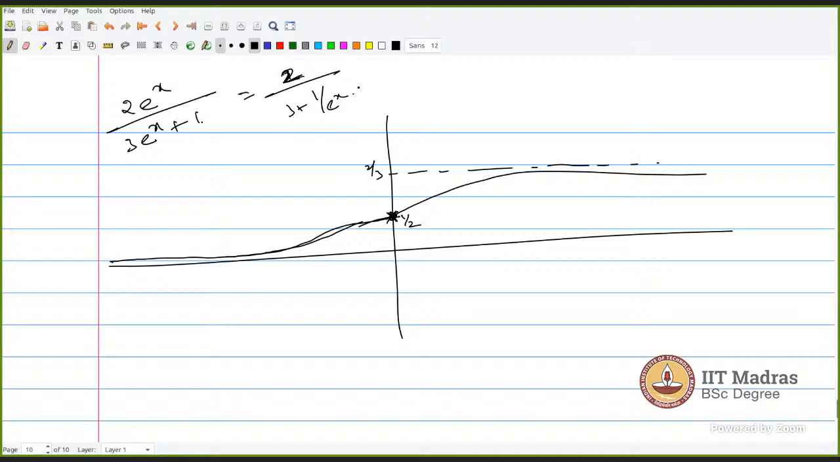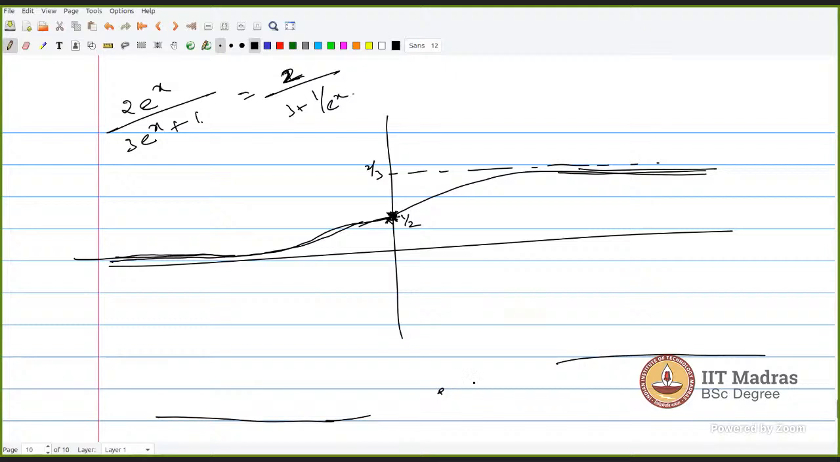And when x tends to minus infinity, this will go to minus infinity, and this is infinity, and this will go to 0. So you see, when x is tending to minus infinity, it goes to 0. When x is tending to plus infinity, it should be 2 by 3. And when x is 0, it is half. So I got this.